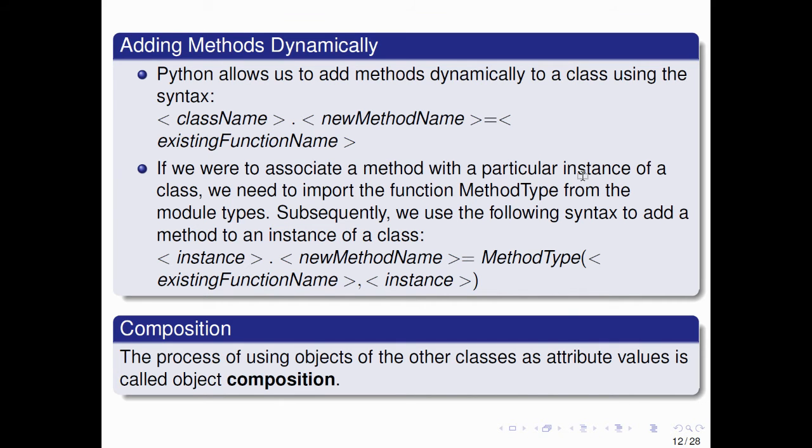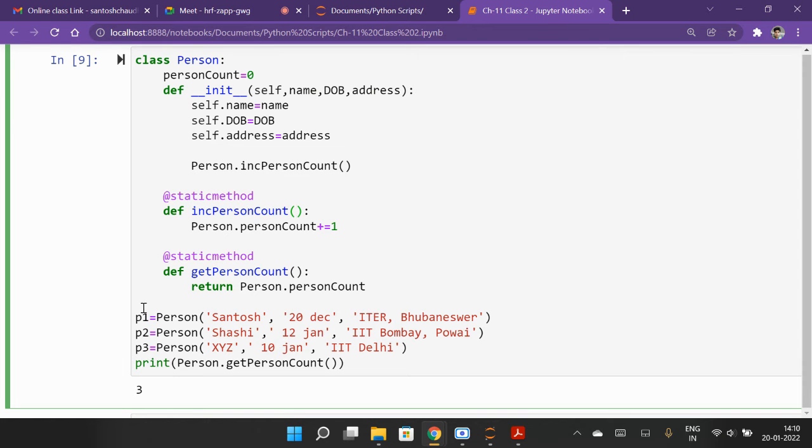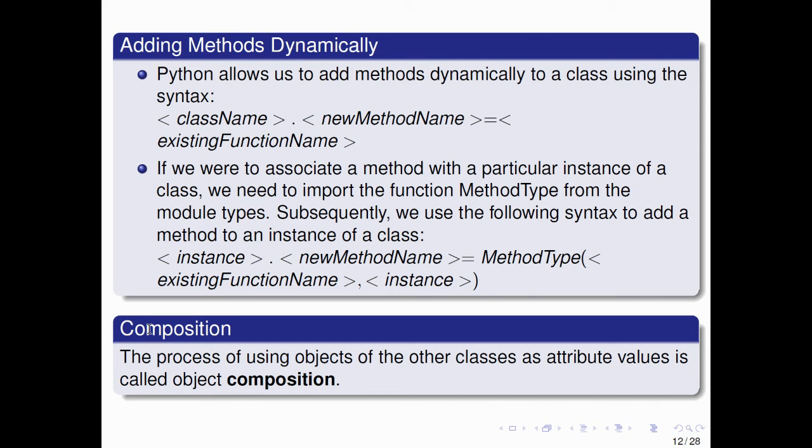In this class we have objects p1, p2, p3. So we want to associate a method with a particular instance, suppose p1, of a class. We need to import the function MethodType from the module types, and subsequently we use the following syntax to add a method to an instance of the class. So p1 dot, whichever method you want to add, like percentage: p1.percentage equals MethodType(percentage, p1). So this you can do.